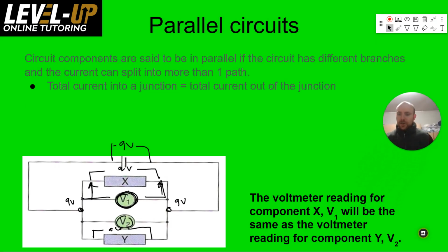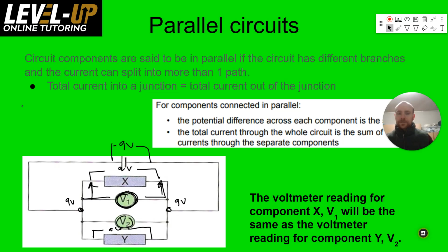So in those cases, you've got the same voltage across each of those components, whether it's the battery or each of those resistors X and Y. They've all got 9 volts in that case. Or they might have all been 3 volts, they might have all been 1 volt.